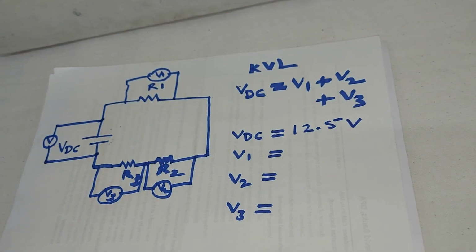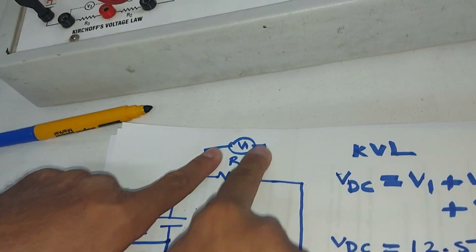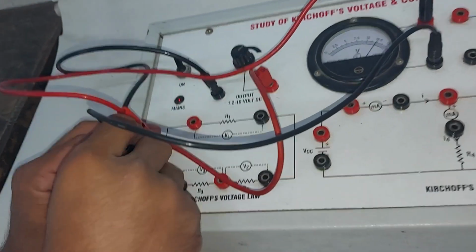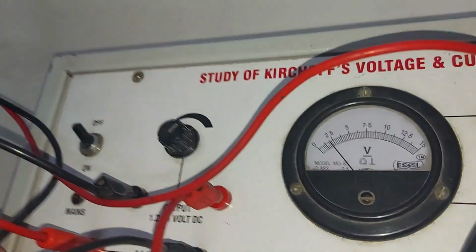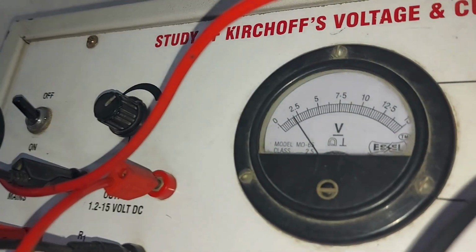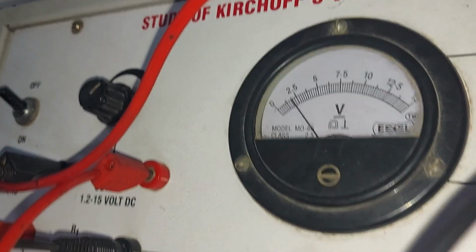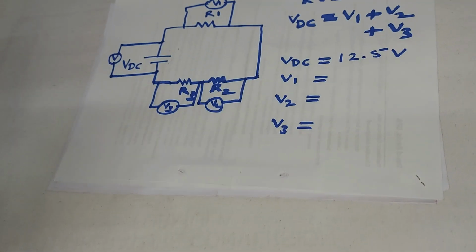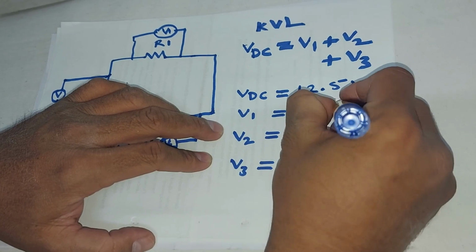Now we will measure V1. To measure V1, we have to connect this voltmeter in parallel to R1. So here we have R1. I will connect this voltmeter in parallel to R1 to measure our V1. Now you can see it's 2.5, just near to that. I think it is 2.4, I think. So you can see that V1 value is 2.4 volt.